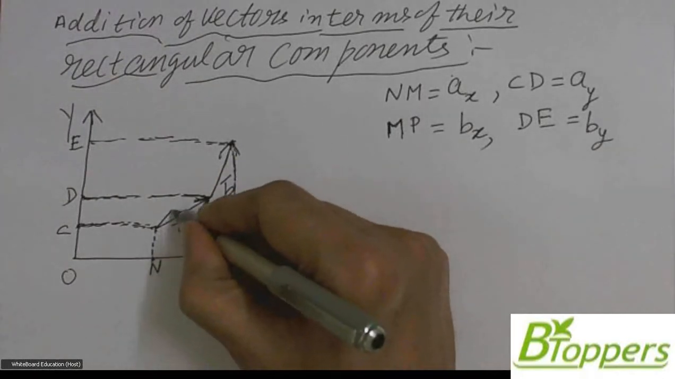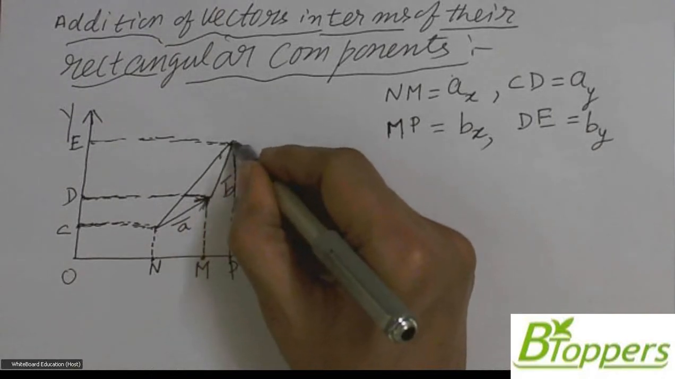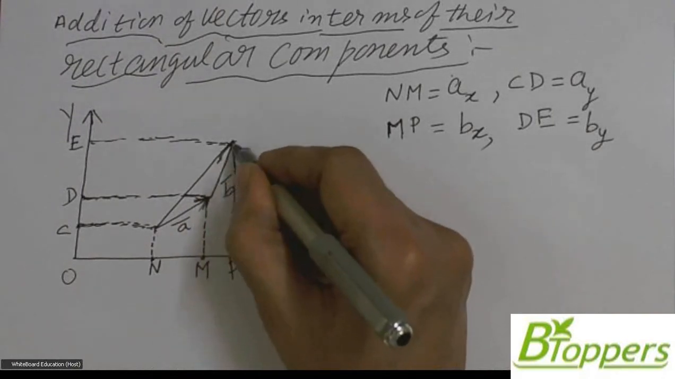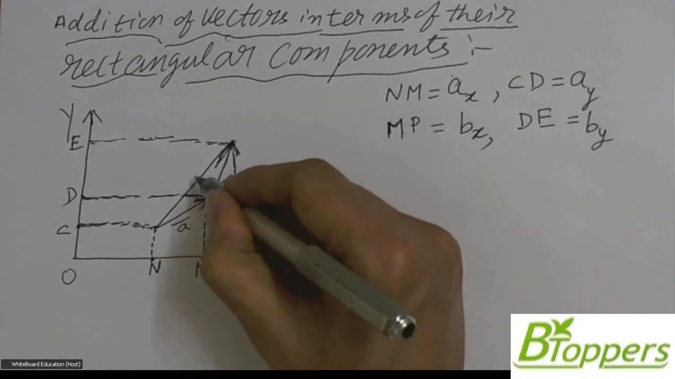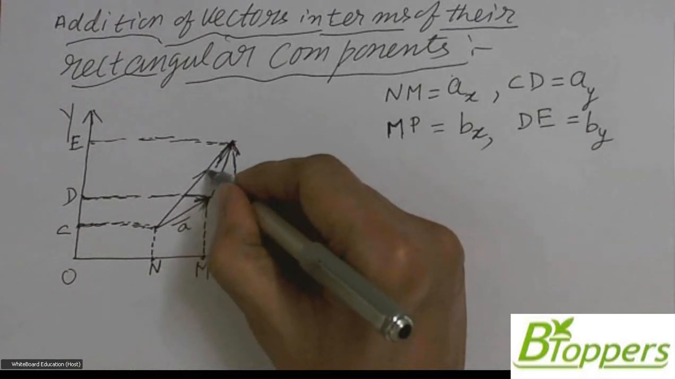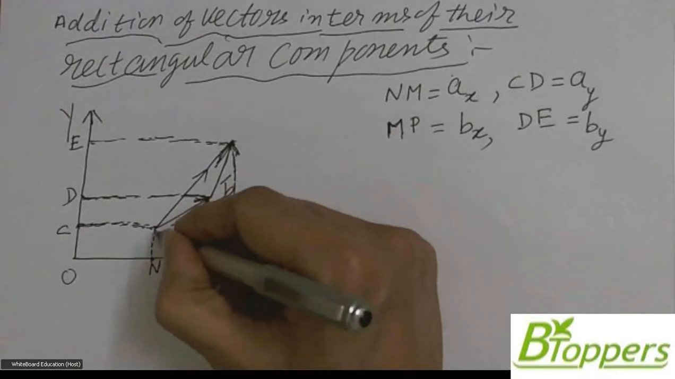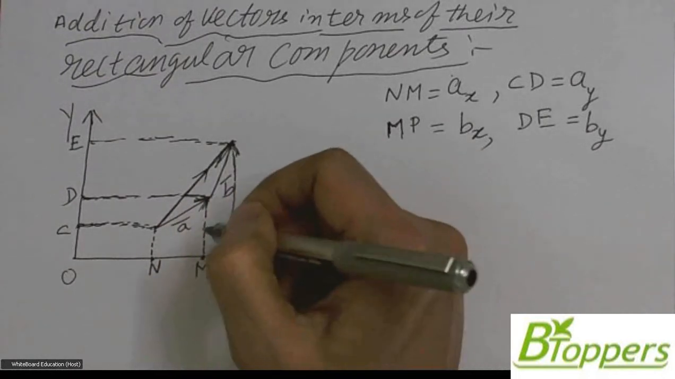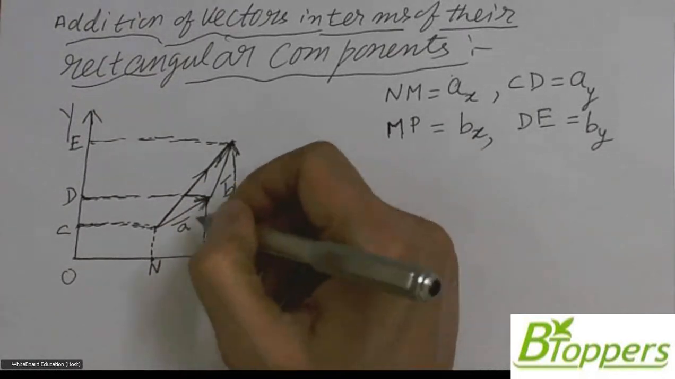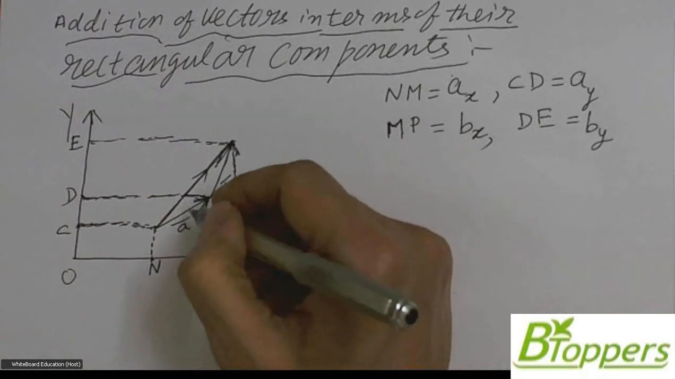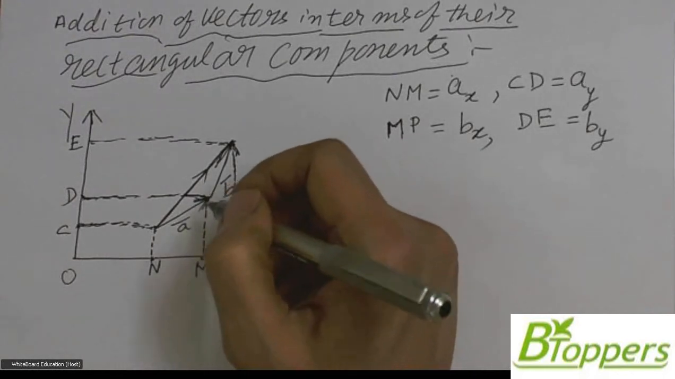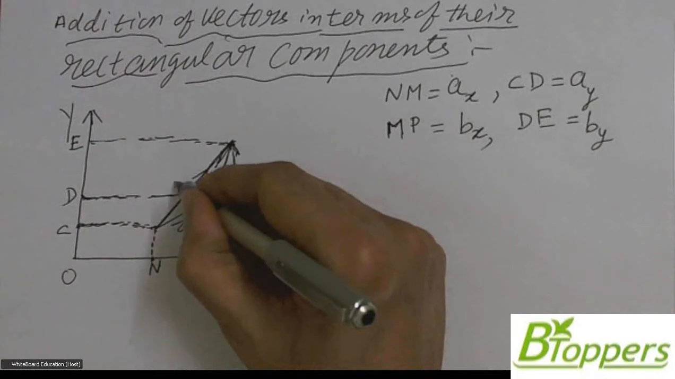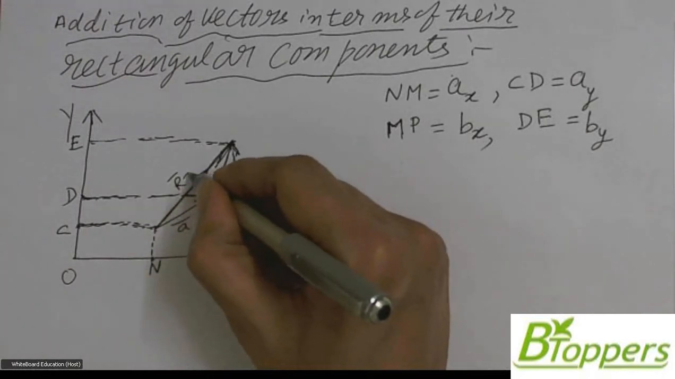So you can join the tail of the first vector a bar with the head of the second vector b bar. So this directed line segment represents the vector sum of a bar and b bar, which we denote by r bar.